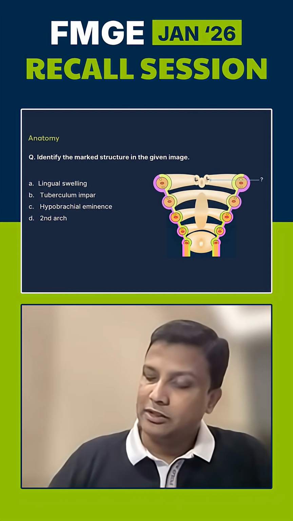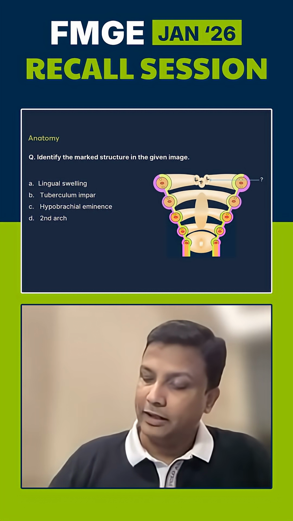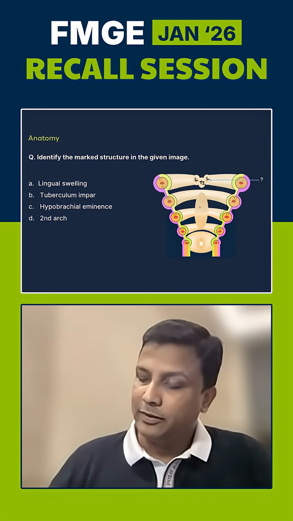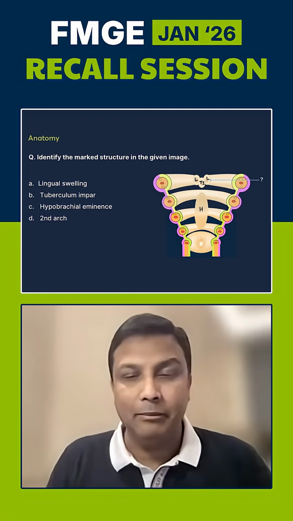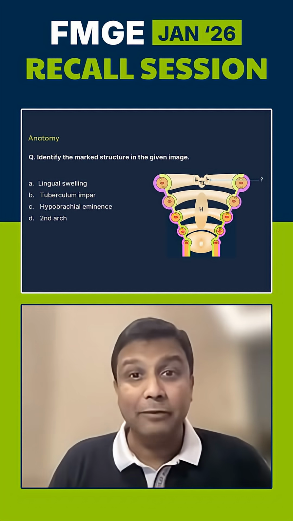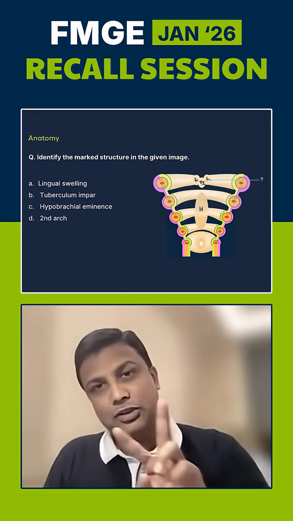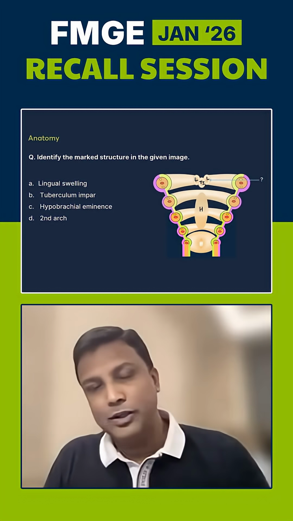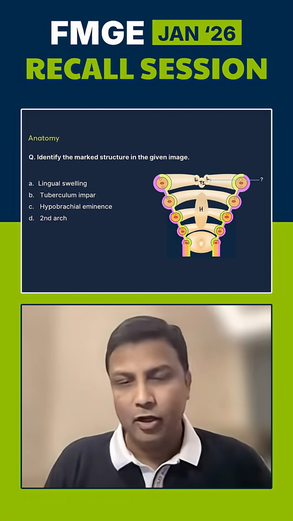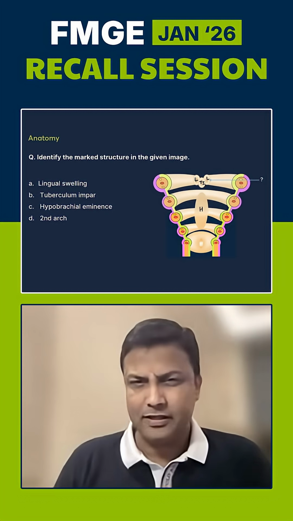In between them, this swelling here will be the tuberculum impar. And this one here will be the hypobranchial eminence. We call this the hypobranchial eminence. So there will be two lingual swellings. In the middle, you'll be able to appreciate the tuberculum impar. And then comes the hypobranchial eminence.